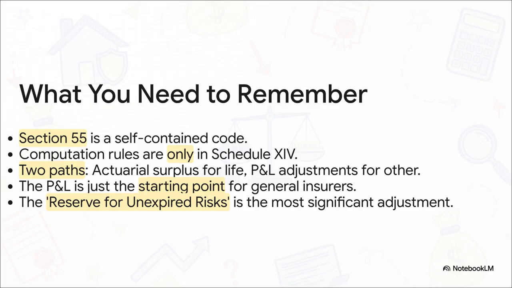3. There are 2 very different paths. For life insurance, it's all about the actuarial surplus. 4. For other insurance, the P&L account is just the beginning of the journey. And 5, that reserve for unexpired risks is the single most significant adjustment you're going to make for general insurers.